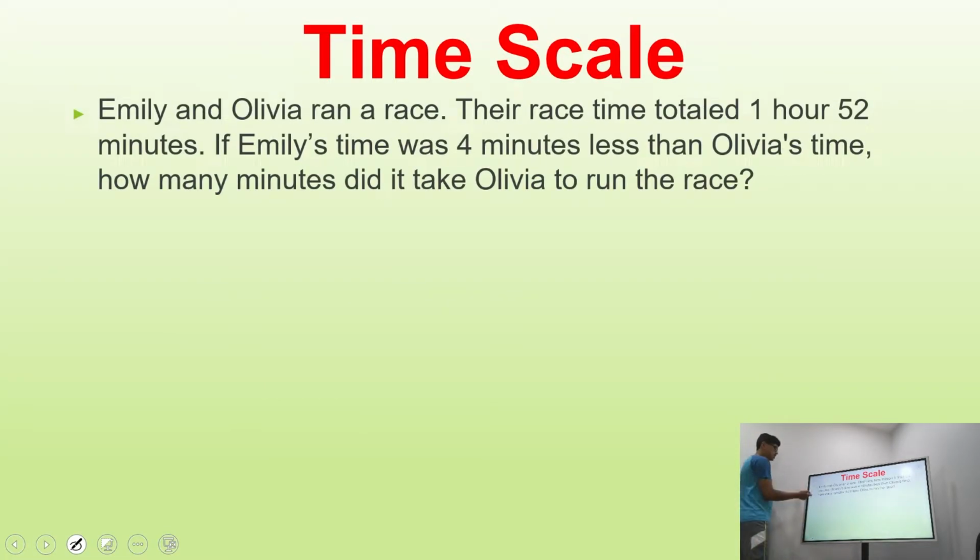Our problem reads, Emily and Olivia ran a race. Their race time totaled 1 hour and 52 minutes. If Emily's time was 4 minutes less than Olivia's time, how many minutes did it take Olivia to run the race? Before going into this problem, let's look at our possible answers.